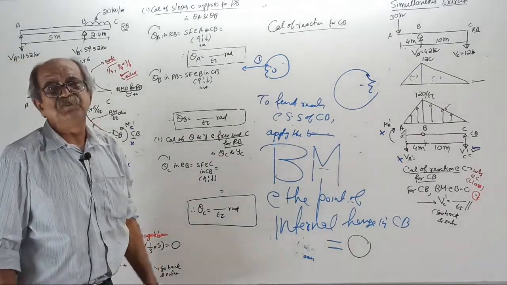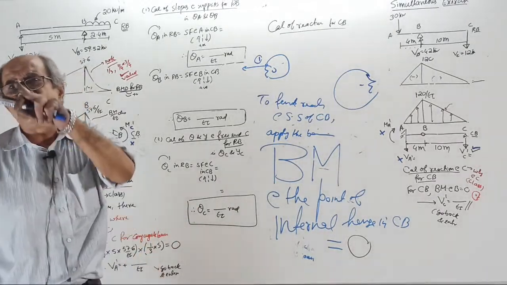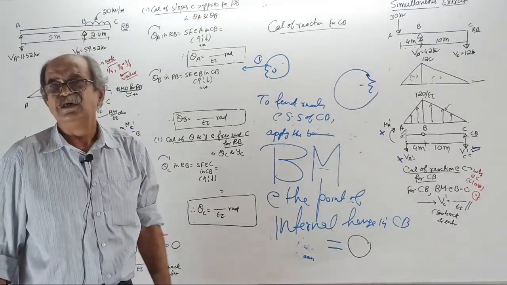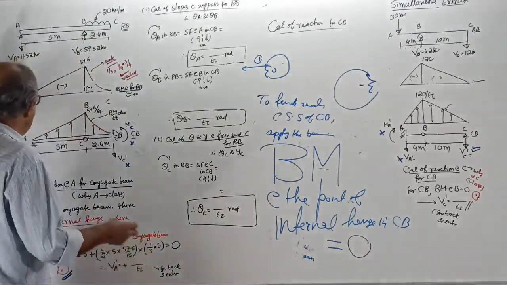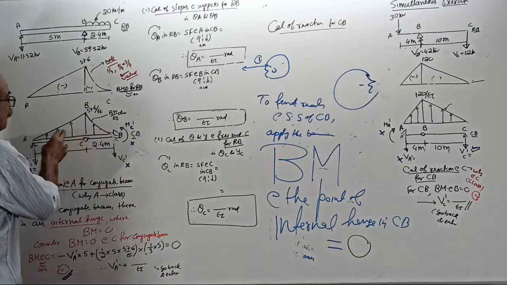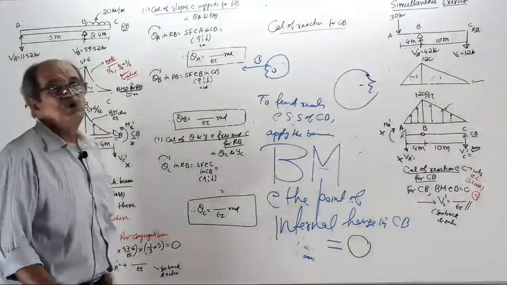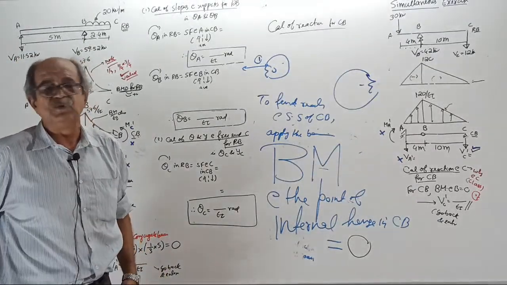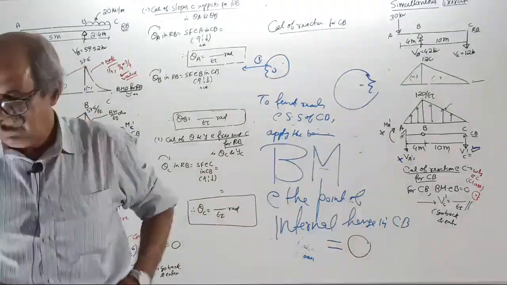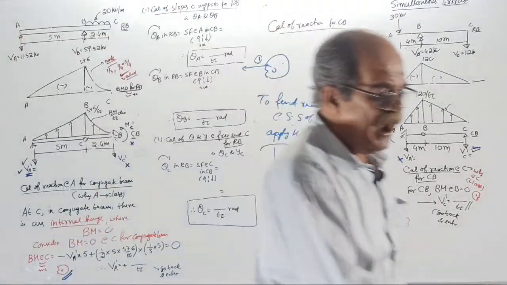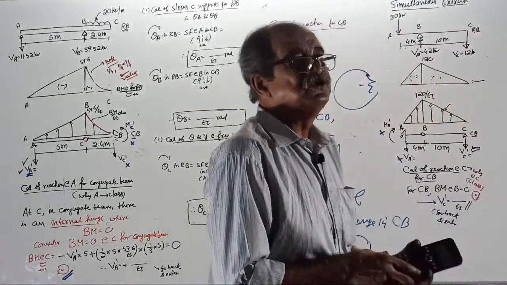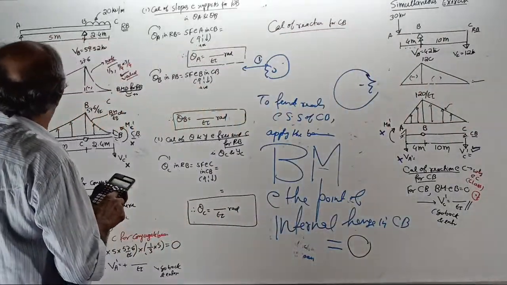Why 1/3? If I explain that now, you should protest and walk out. You should tell, sir, you are wasting time. You are explaining why, when you take moment about C, it is 1/3. You should tell, you are insulting us by telling that one. Answer, VA dash. I will tell you what VA dash should come using my trick. You don't worry about the trick.